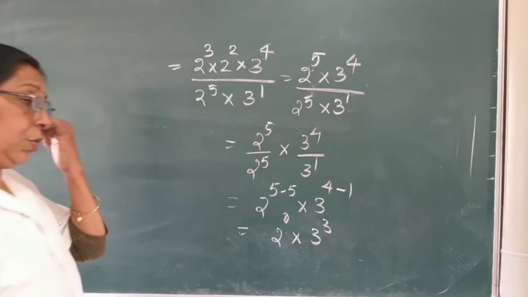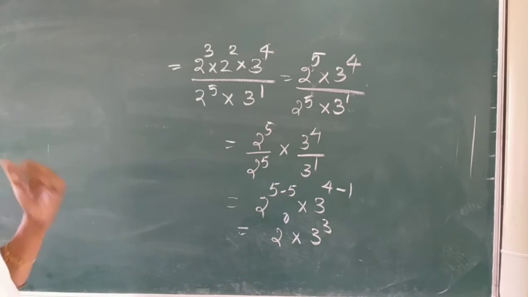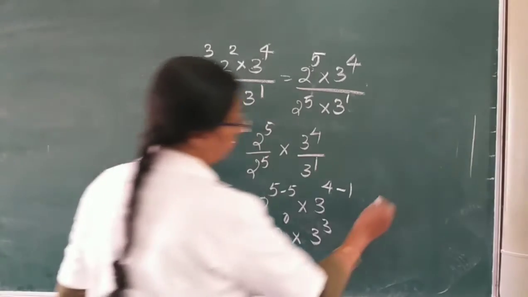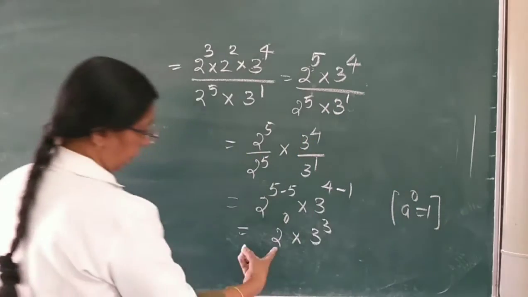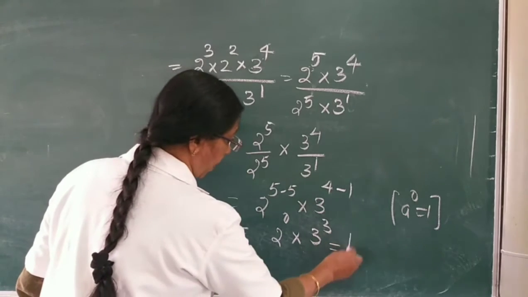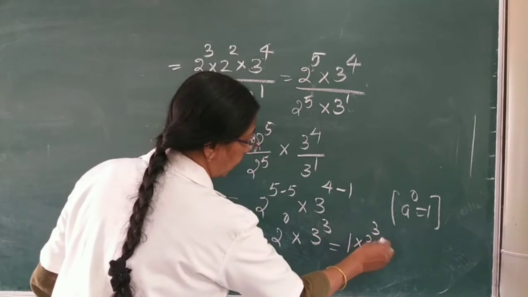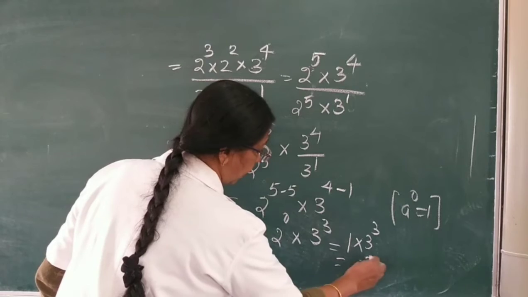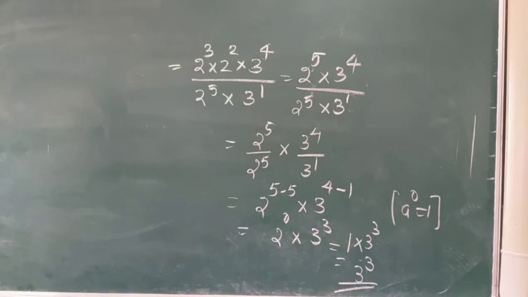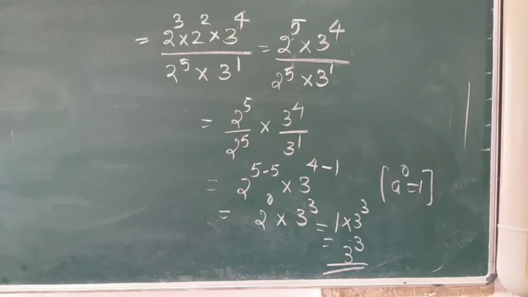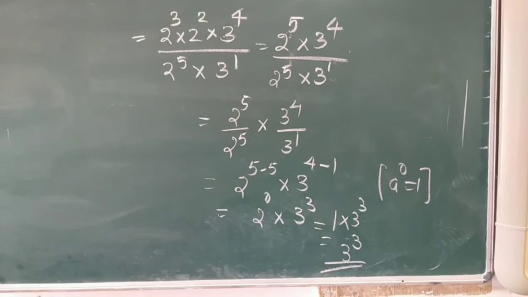What is 2 raised to 0? Any number raised to 0 is 1. We already learned that a raised to 0 is equal to 1. So 2 raised to 0 is 1. 1 into 3 raised to 3 is 3 raised to 3. 3 raised to 3 is the final answer. Last line clear, children? 3 raised to 3.